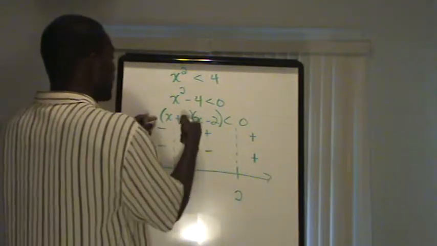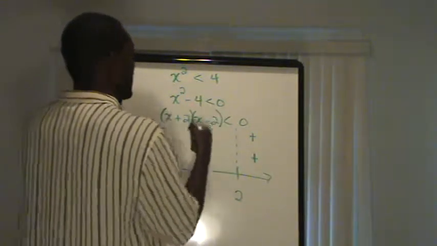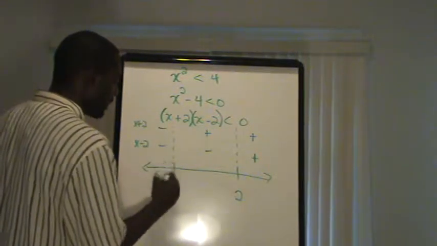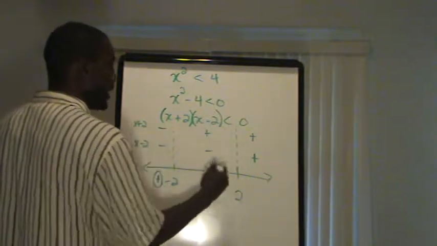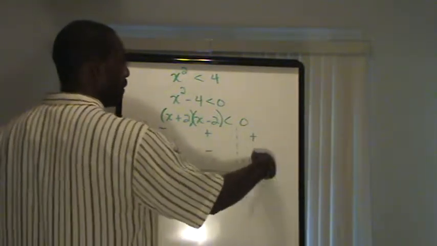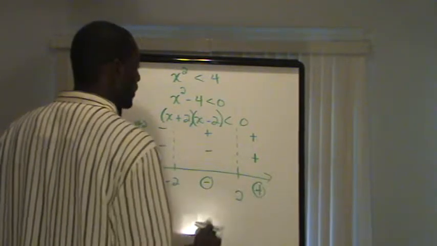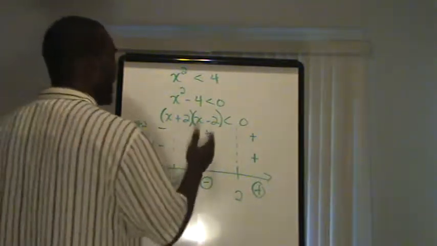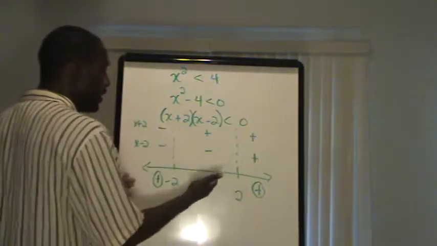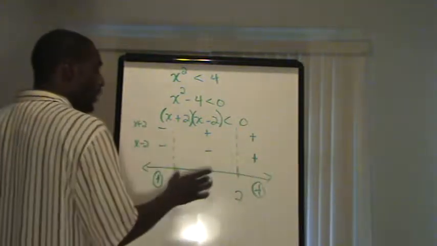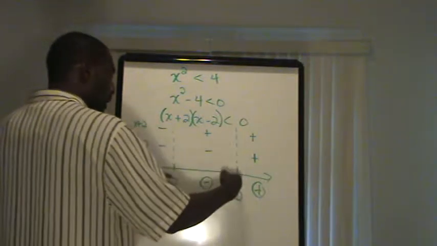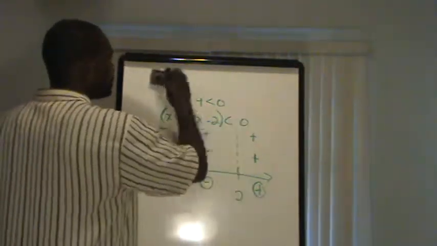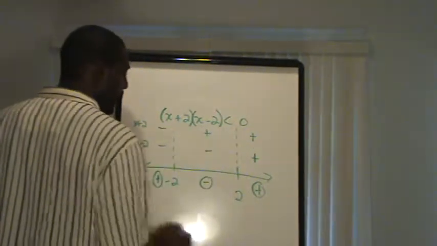So since we're multiplying these two factors, x plus 2 times x minus 2, if we multiply a negative times a negative, that is a positive. If we multiply a positive times a negative, that is a negative. And if we multiply two positives, again, I get a positive. So my problem asked me to find all solutions that will provide a negative answer. And we see by partitioning the real line, all values of x that fall between negative 2 and 2 will produce those negative solutions.